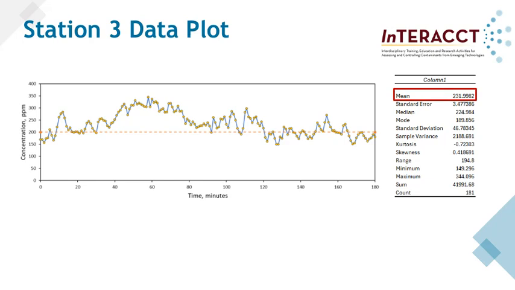And the mean of 231 parts per million, as shown in the descriptive statistics column, is certainly exceeding the TLV. So station 3 is far more of a concern than station 1, with a majority of their values above the TLV that may then occur over an entire 8-hour shift.